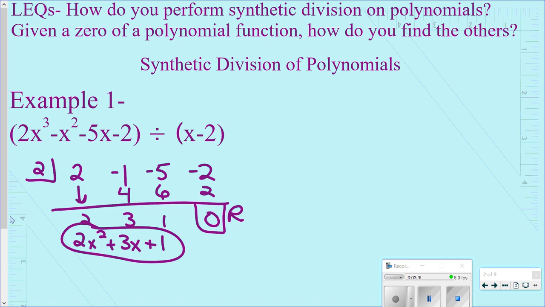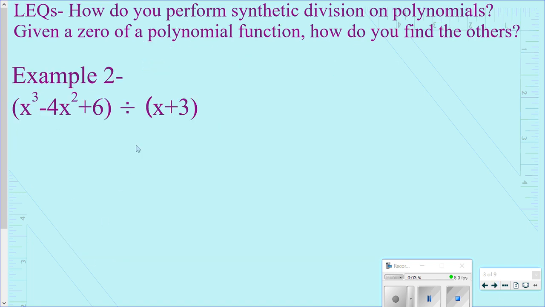Now, again, we talked about this before. Because we got a 0 remainder, that tells me that x equals 2 is a root. And then if I wanted to find the other roots, I could set 2x squared plus 3x plus 1 equal to 0 and solve. This one just asks us to divide, so our quotient, our answer, is 2x squared plus 3x plus 1.